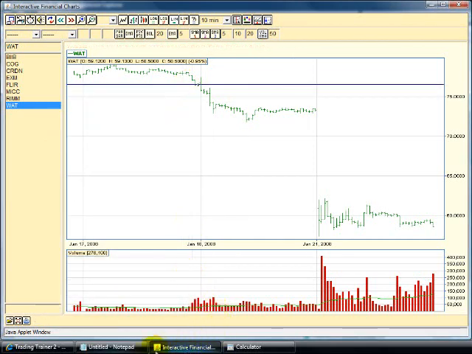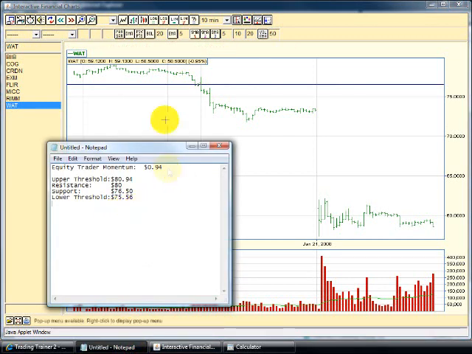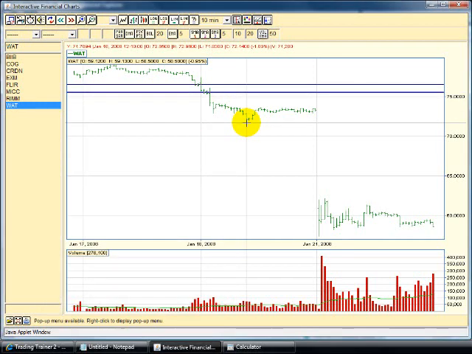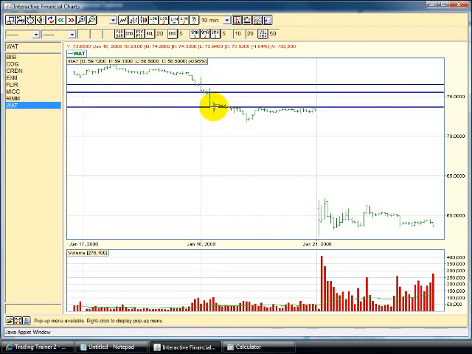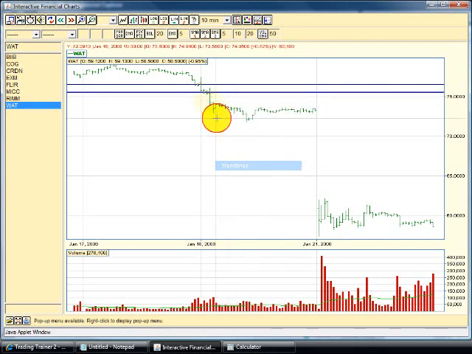And we do have 75.56. So the question is, when we got this lower threshold alert, if we looked back, was there steady selling on nice equity trader momentum?